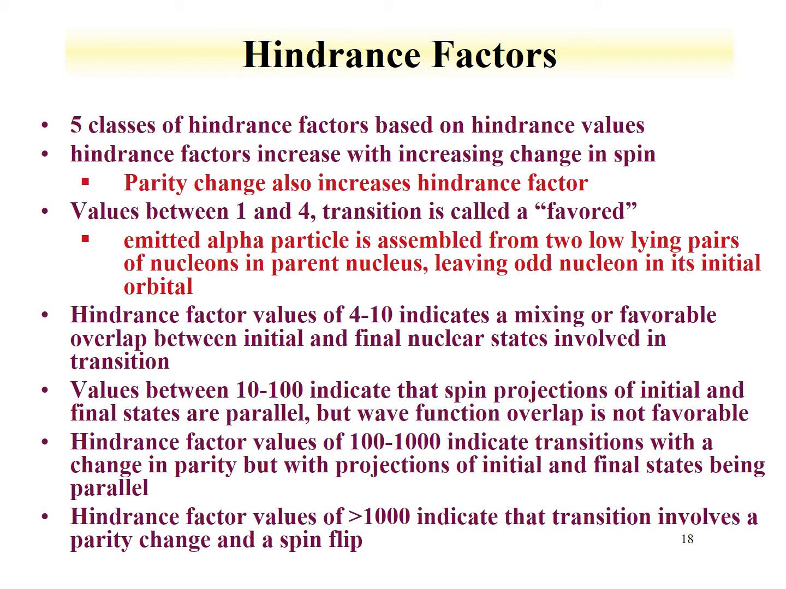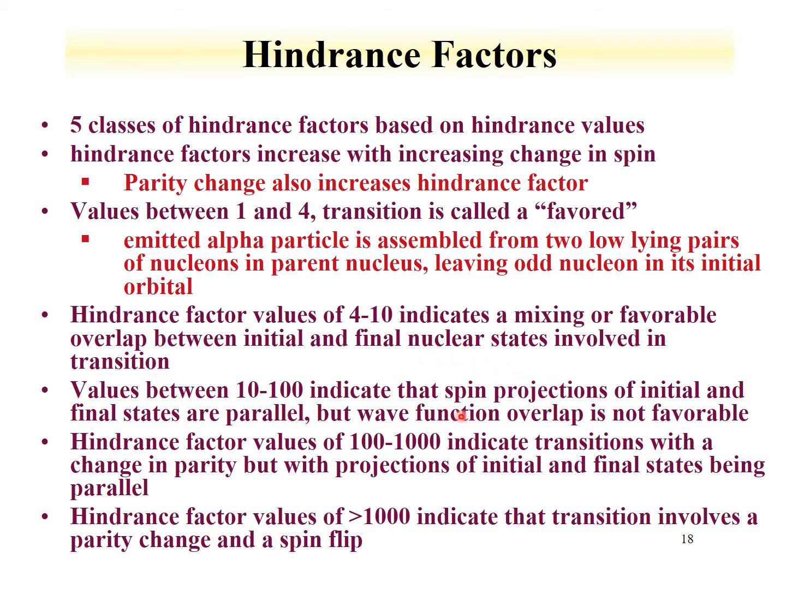If you have a hindrance factor between 1 and 4, the transition is a favored transition, so the emitted alpha particle is from 2 low-lying pairs of nucleons. Hindrance factors between 4 and 10 indicate a mixing or favorable overlap between initial and final nuclear states. 10 to 100 usually means that the spins of the initial and final states are going to be the same, but the wave function overlap is not favorable.